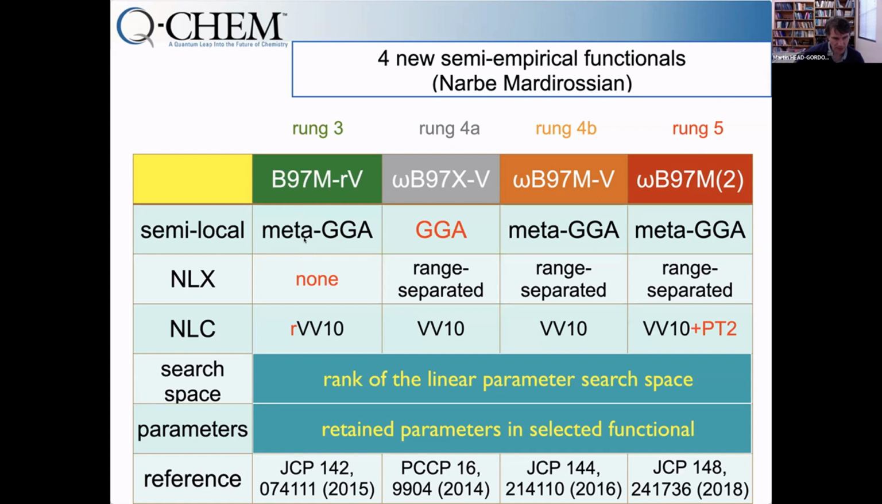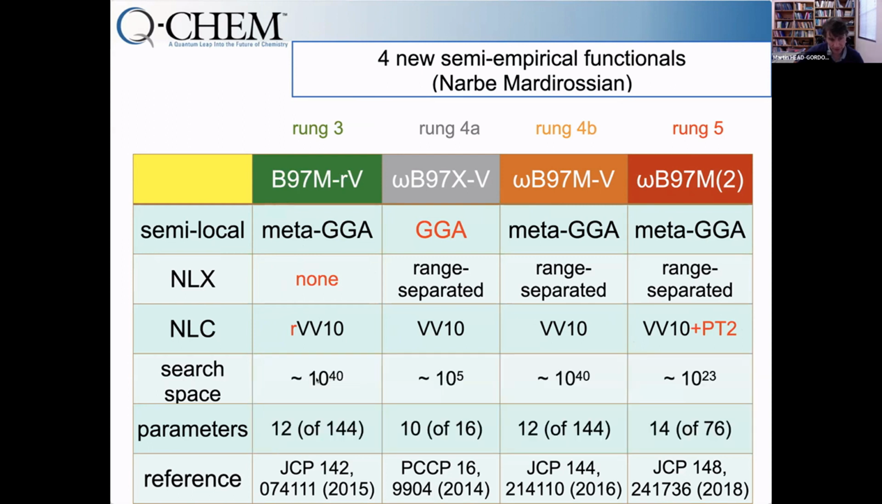So rung 3, that's a meta GGA. It has no non-local exact exchange, and it has VV10 non-local correlation. Rung 5, by the way, then includes PT2 as a descriptor in the non-local correlation. The rank of the search space, well, that's the difference between meta GGAs, which is well beyond Avogadro's number, and something that's based on GGAs, where we can do brute force exhaustive enumeration.